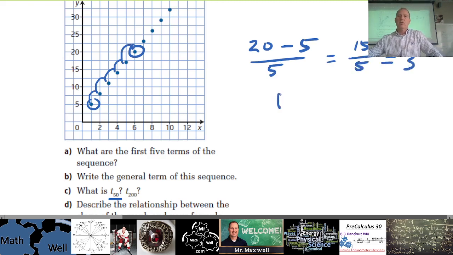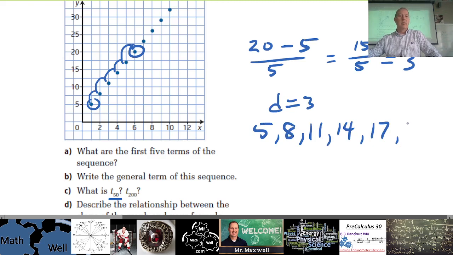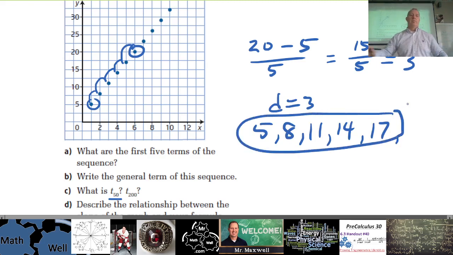D is 3. So we've got 5, 8, 11, 14, 17, the first 5. There we go. Does that make sense? You might not be able to get that right from the graph, but you could use what you do know and figure out. Let's see if those points make sense. The third one is 11. That looks like 11. The fourth one is 14. Yeah, just under 15. And 17 here.